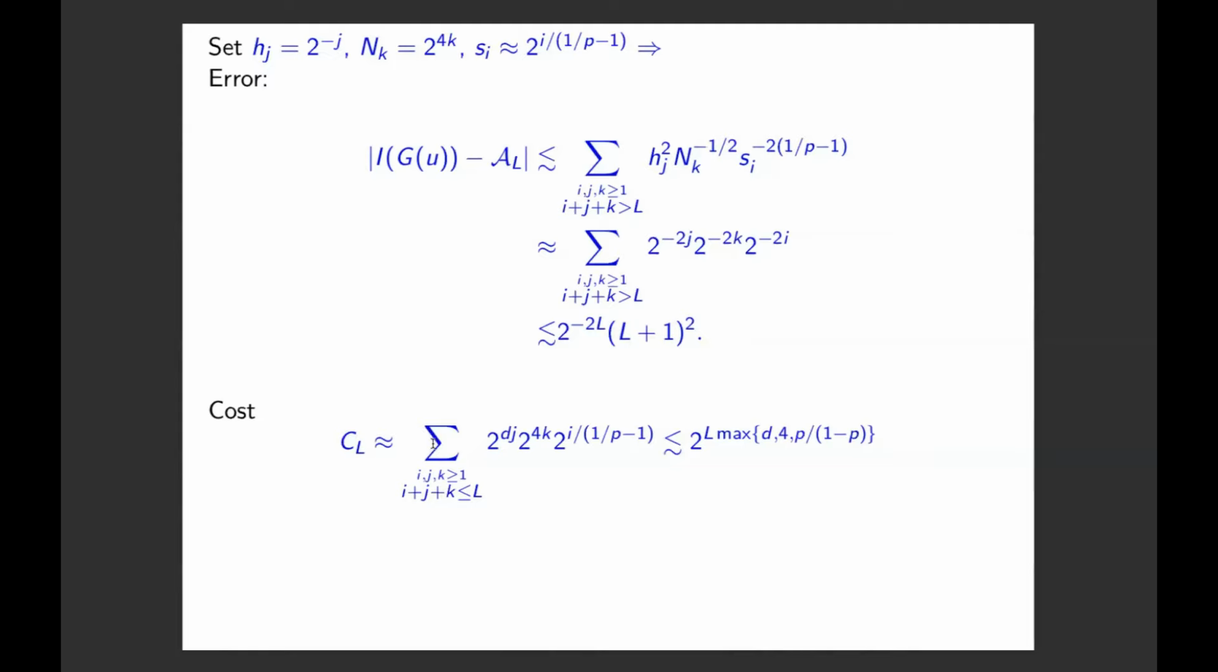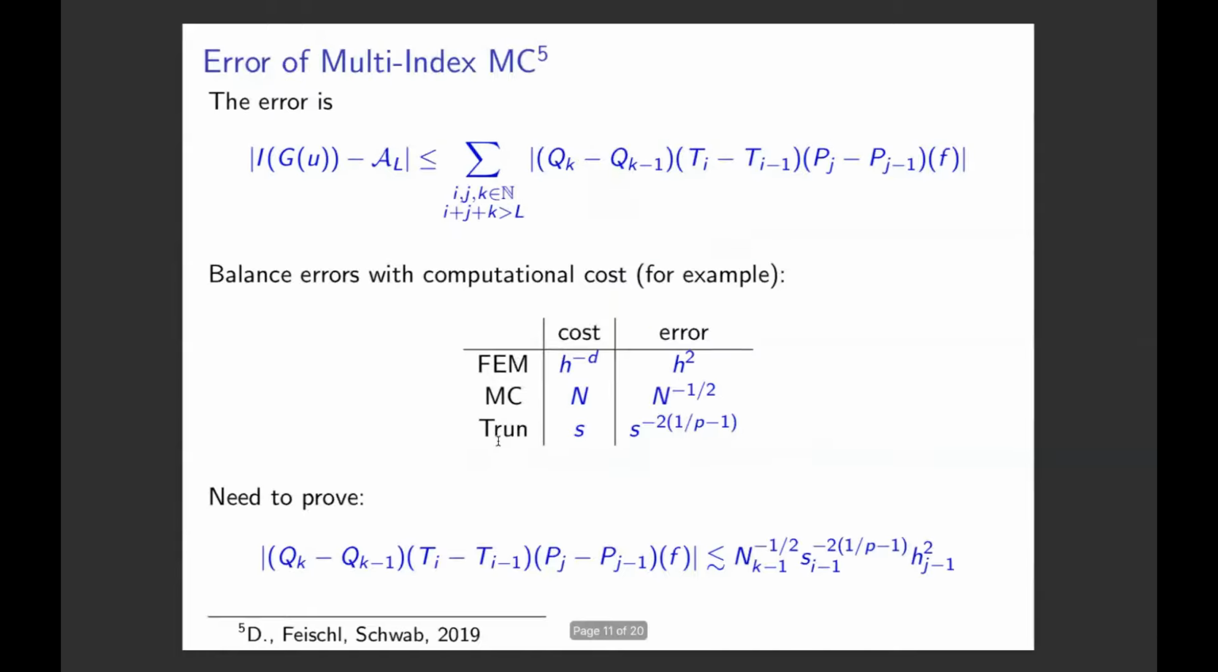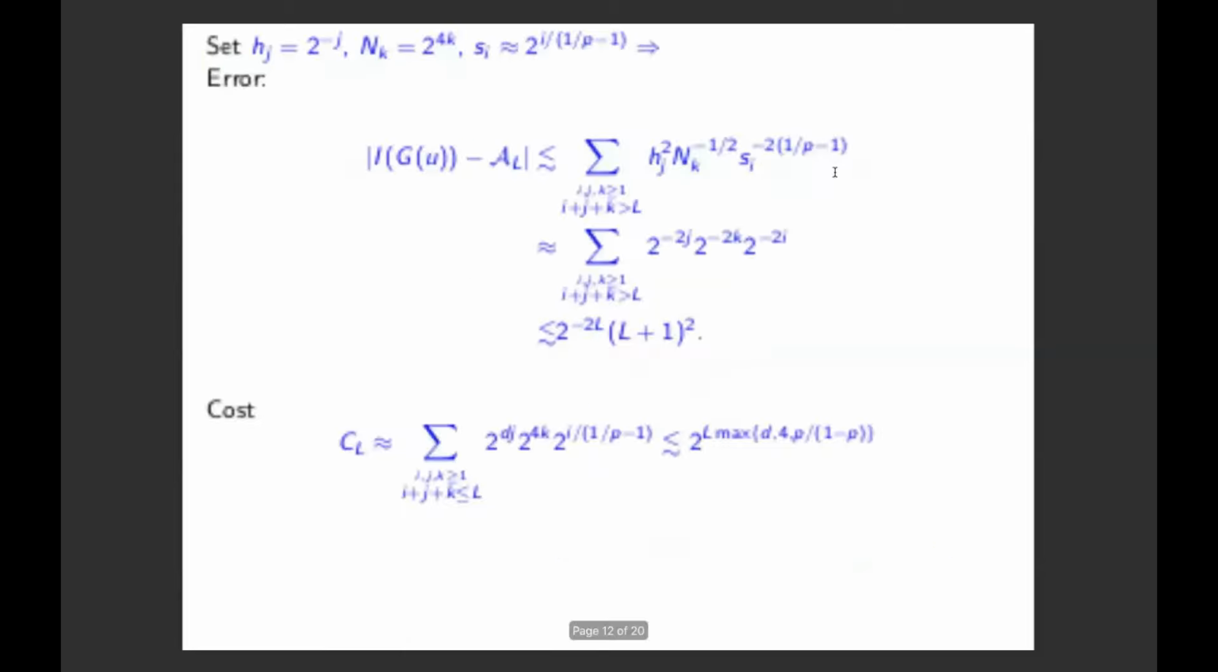Now for the cost, using again the values in the table here, we obtain that the cost using the algorithm AL is of this form here. You can see here the cost of each of the terms multiplies. So when we calculate this term here, then the total cost of this algorithm is just the cost of using QK times the cost of TI and times the cost associated with the PJ. And so we get that the cost is of this product form here.